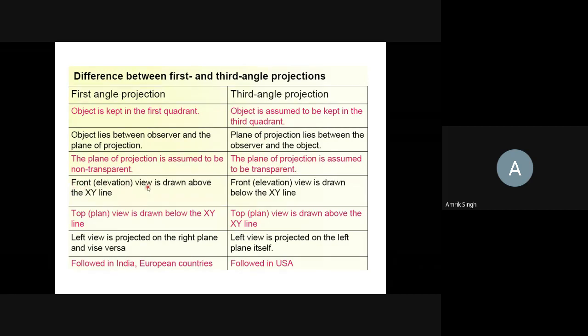In the first angle, the front view or elevation is drawn above the XY line, and in the third angle, the front elevation is drawn below the XY line. The top view, which we also call the plan, and the front view we call the elevation. The top view is drawn below the XY line in the first angle projection, and the top plan is drawn above the XY line in the third. The left view is projected on the right hand side in the first angle, and on the left hand side in the third. The first angle is followed in India and European countries earlier. Now it is followed in the USA, but nowadays it is followed globally.